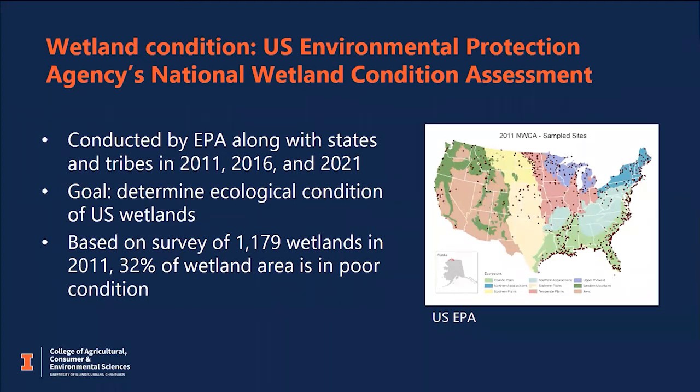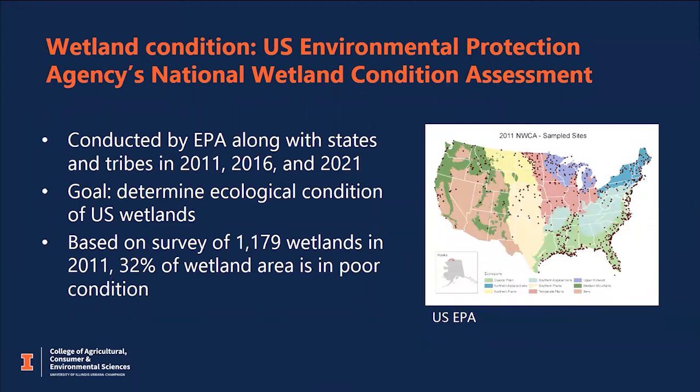This was based on a survey of wetlands across the United States and some very extensive field sampling that involved surveying vegetation at the wetland sites, taking water samples, several soil samples, and based on a survey of over 1,000 wetlands in 2011, EPA estimated that about a third of the wetland area in the US is actually in fairly poor condition.